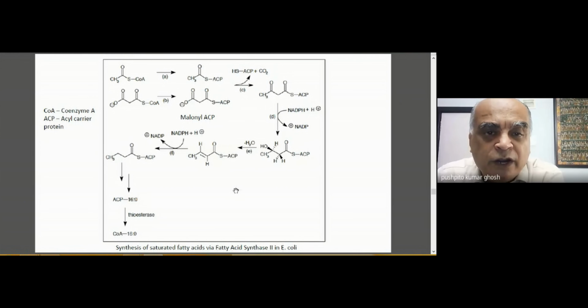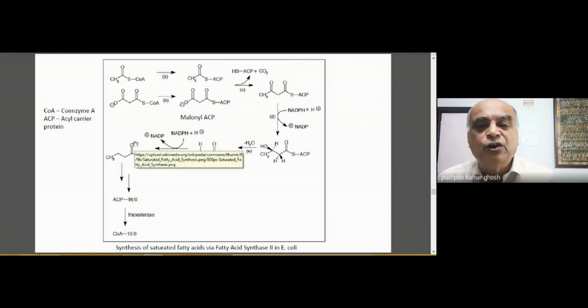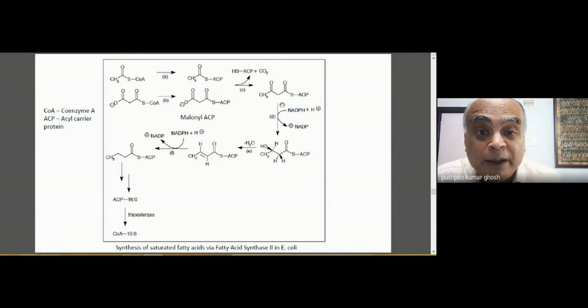So now what did I do? Instead of having a CH3COS group, I now have a CH3CH2CH2COS group. So I introduced two carbons. Where did I introduce those two carbons from? From my malonyl.